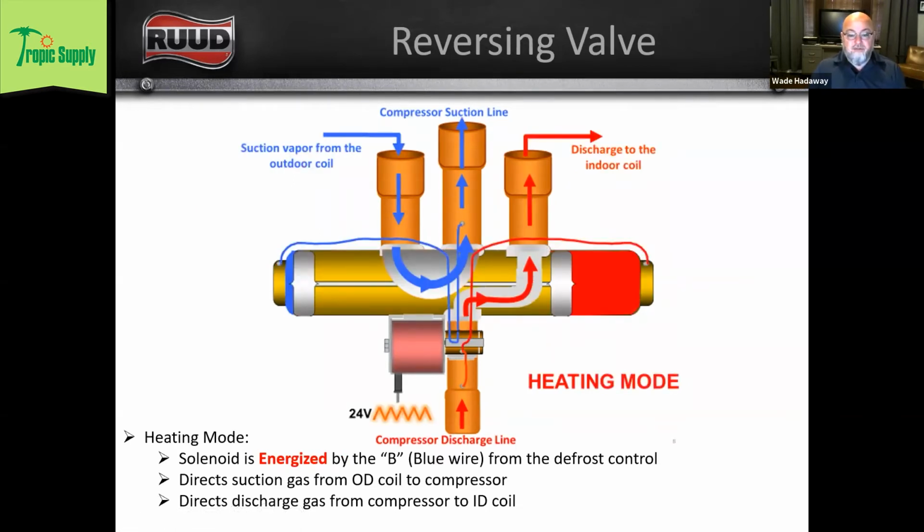So now we have energized the valve in this heating mode graphic. We're going to energize the valve, right? This solenoid creates an electromagnetic field that slides this valve, and now we're diverting our discharge line gas to the right-hand side of this valve. High pressure, low pressure, the valve's going to slide over, and now we are diverting suction gas from the outdoor coil into the compressor, out of the compressor into our discharge line, where we go and send that to the indoor coil.